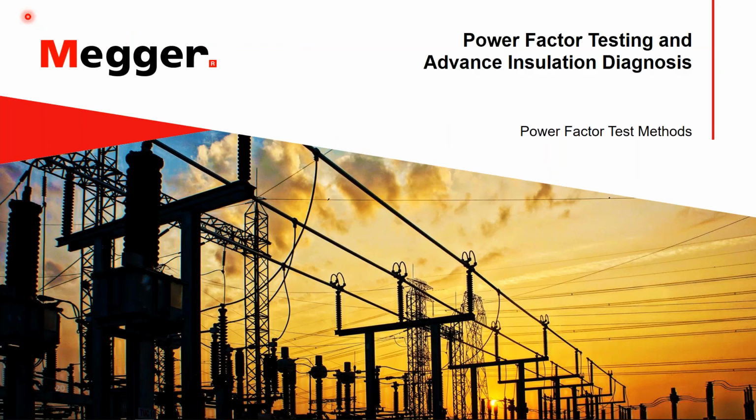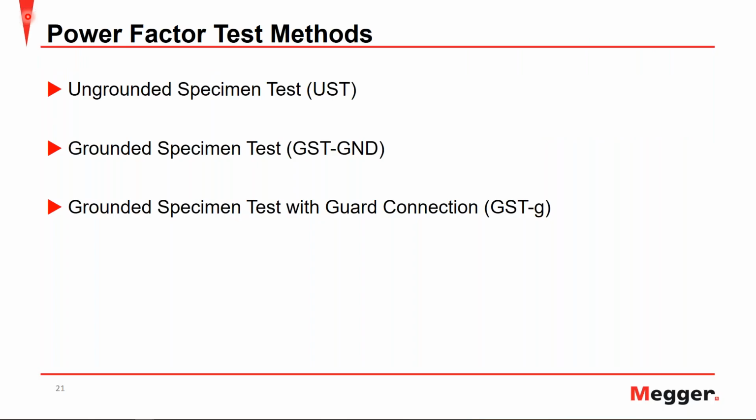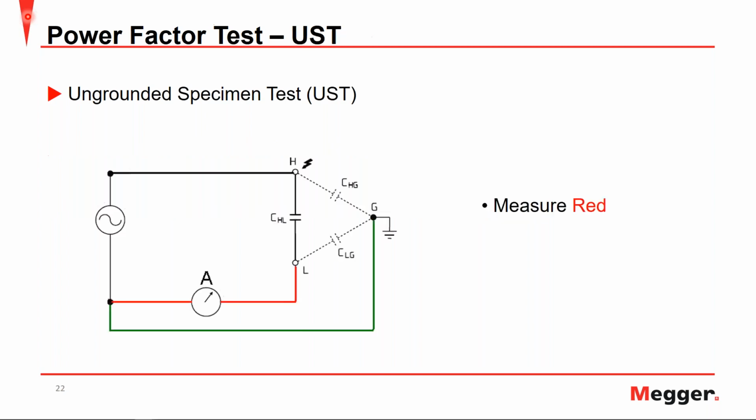So now that we've gone through the power factor fundamentals, let's go ahead and take a look at the different power factor test methods. When we talk about power factor test methods, there are 3 different methods of testing: the ungrounded specimen test, or UST, the grounded specimen test, or the GST ground, or the grounded specimen test with guard connection, or the GST-G. Let's take a look at these individually.